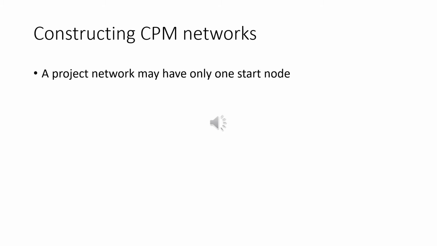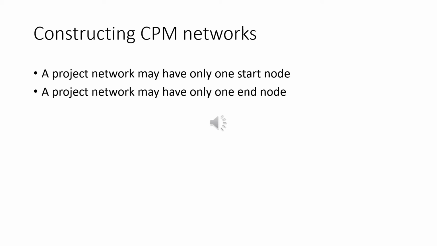First rule: a project network may have only one start node. The start node designates the point at which the project may start. All activities coming from that node may start immediately when resources are available. That is, they do not have to wait for any other activities to be completed.